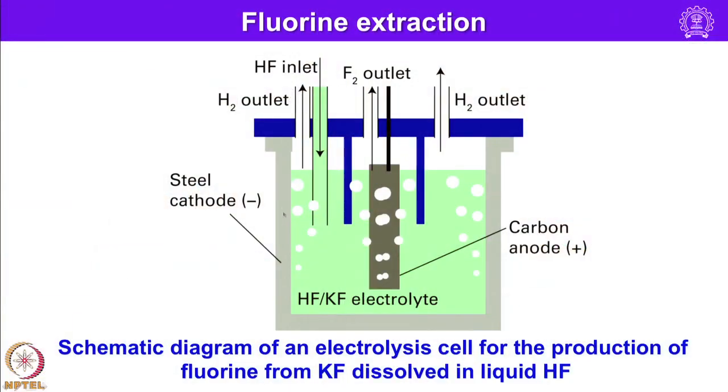You can see here the steel cathode, and also the ungraphitized carbon anode, and of course, an inlet for HF, and outlets for both fluorine as well as hydrogen gas.